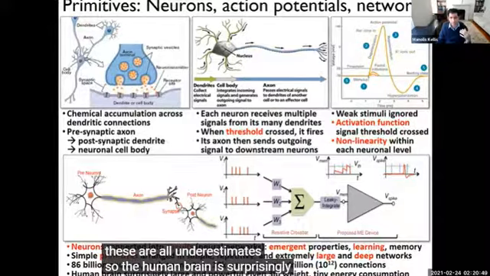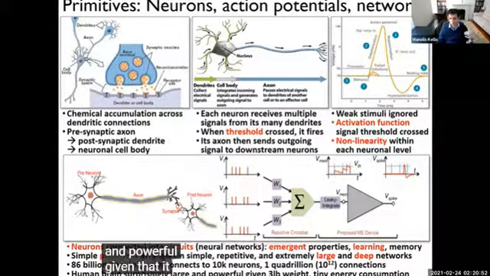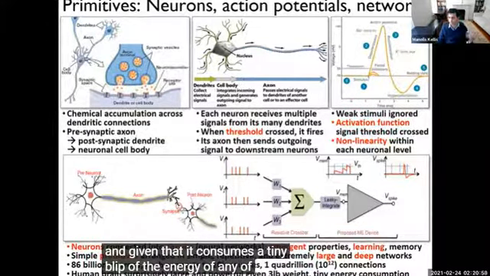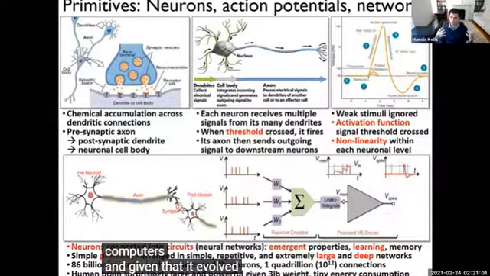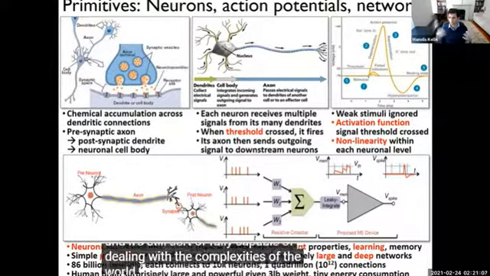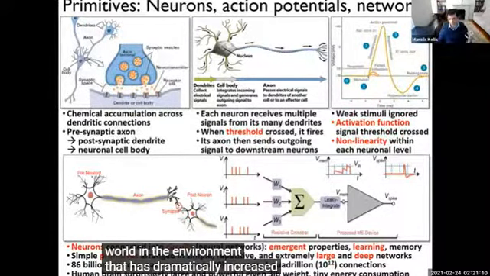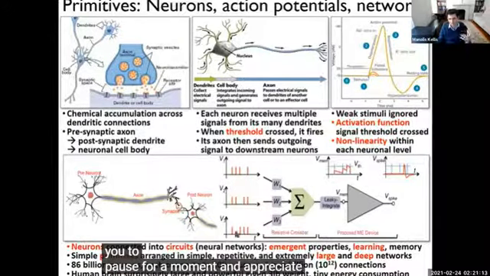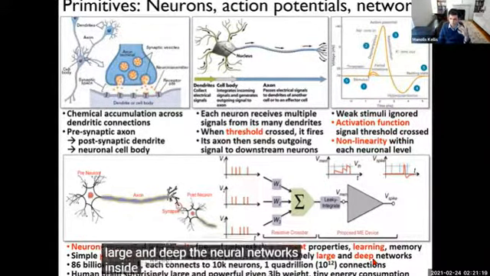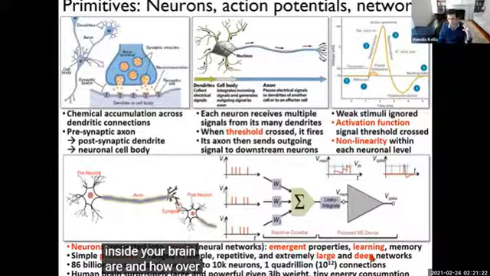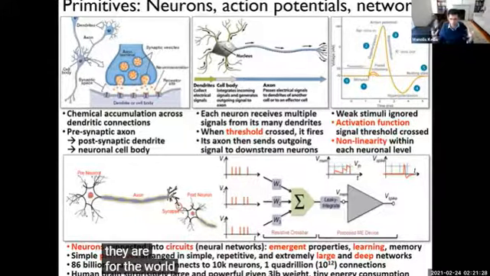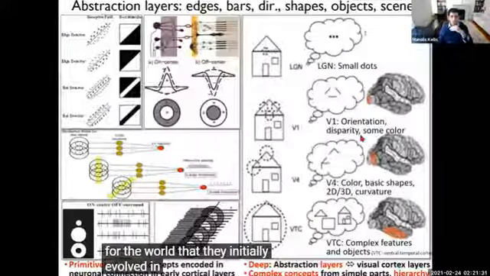So the human brain is surprisingly large and powerful, given that it only weighs 3 pounds, and given that it consumes a tiny blip of the energy of any of the modern computers. And given that it evolved tens of thousands of years ago, and it's still fully capable of dealing with the complexities of the world and the environment that has dramatically increased. I want you to pause for a moment and appreciate how unbelievably large and deep the neural networks inside your brain are, and how over-evolved or over-engineered, if you wish, they are for the world that they initially evolved in. So that's at the basis.